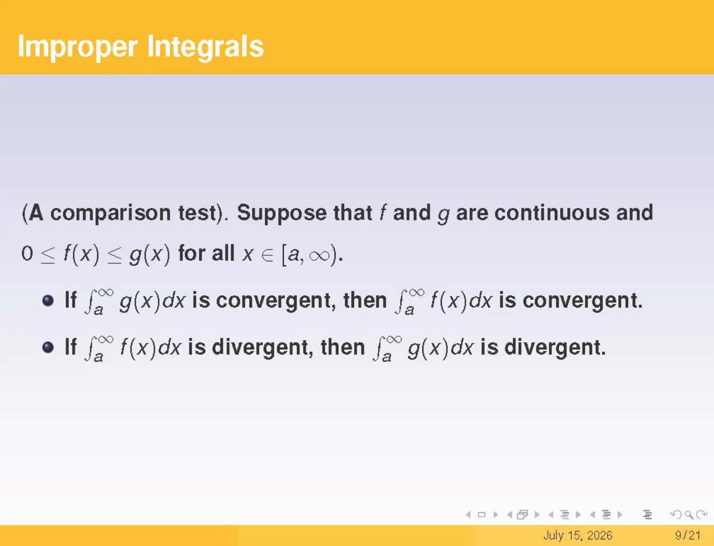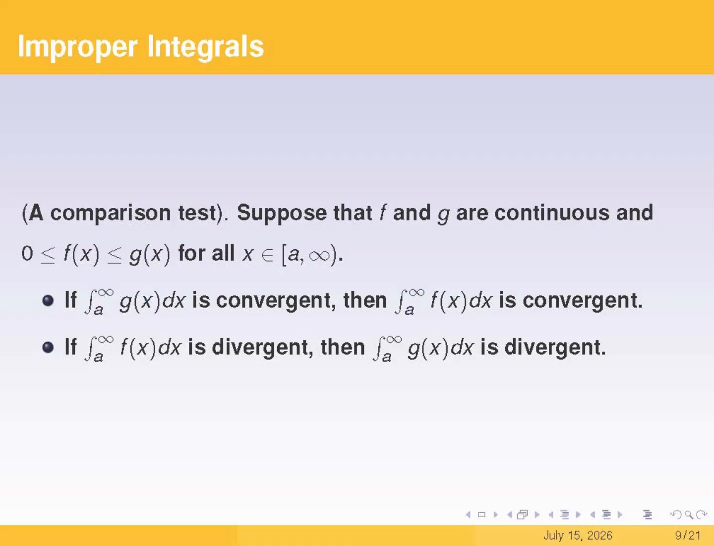Let's assume we have two non-negative functions f and g that are continuous on an unbounded interval from a to positive infinity, and f of x is always less than or equal to g of x. This gives us two scenarios. First, if the improper integral of the larger function g converges, then the integral of the smaller function f has to converge too. Second, if the improper integral of the smaller function f diverges, then the integral of the larger function g must also diverge.